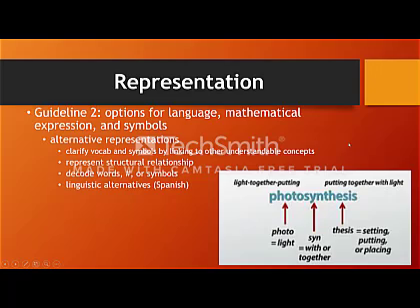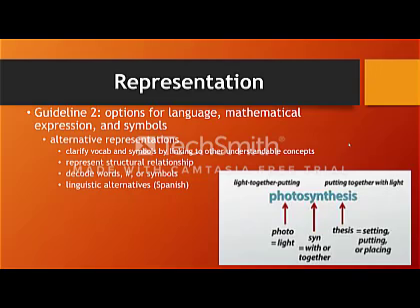The next guideline for representation is options for language, mathematical expression, and symbols. One representation is not enough and needs more explanation and contextualization. There are several instances where this can be applied. Clarifying vocabulary and symbols by linking to other understandable concepts, representing structural relationships, decoding words, numbers, or symbols, and linguistic alternatives such as giving definitions in Spanish.